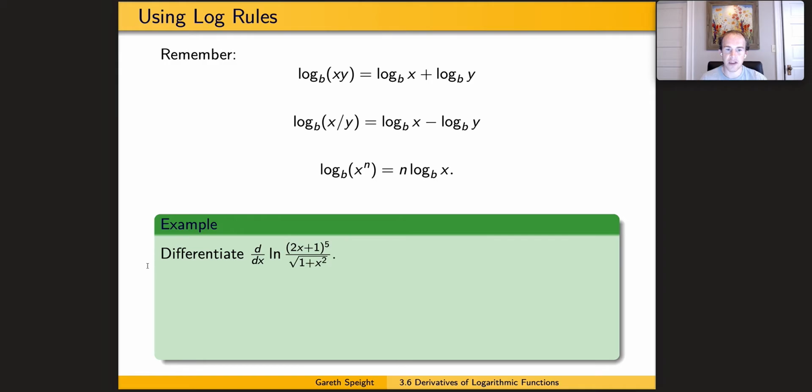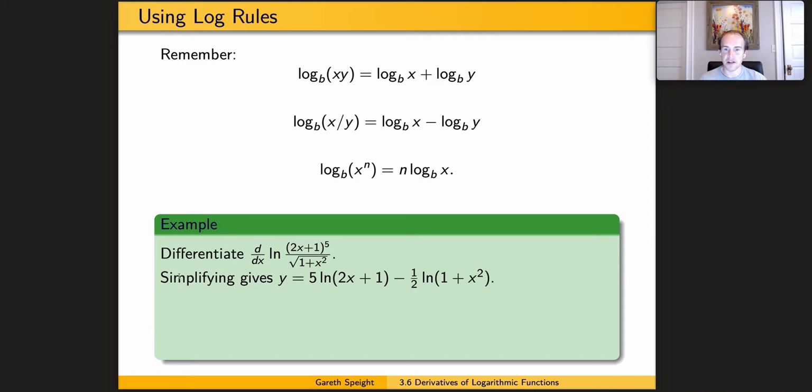So let's, instead of doing that, try to simplify using rules of logs. So we have ln of a fraction. So we can turn that quotient into a difference. So we can write it as ln of (2x plus 1) to the 5 minus ln of square root of 1 plus x squared. And then each of those pieces are powers. So we can use the rule for powers to bring out the powers. Okay. So if we do that, we first use the rule for quotients, and then we bring out the powers. It's going to be 5 ln(2x plus 1) minus a half ln(1 plus x squared). Right, and the half is there because square root is power 1 half.